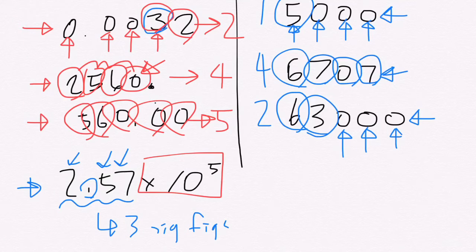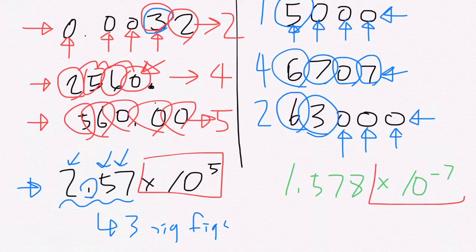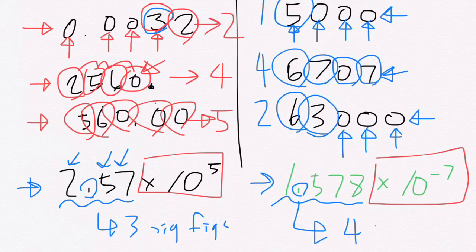And the same thing, if it's like 1.578 times 10 to the, I don't know, negative 7th, you ignore this part. So you just count the number of sig figs here, the decimal point is present, and we get 4 sig figs, right?